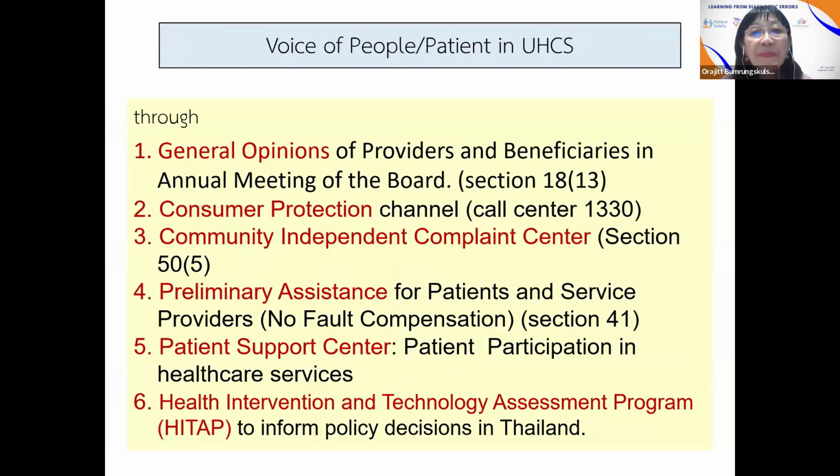And the voice of people and patients in universal health coverage can be heard through several channels. Today I will talk on the number 3 and number 4 channels. It's about the Community Independent Complaint Center according to Section 50, parenthesis 5, and the preliminary assistance for patients and service providers, or what we call no-fault compensation, no proof of right or wrong, according to Section 41.